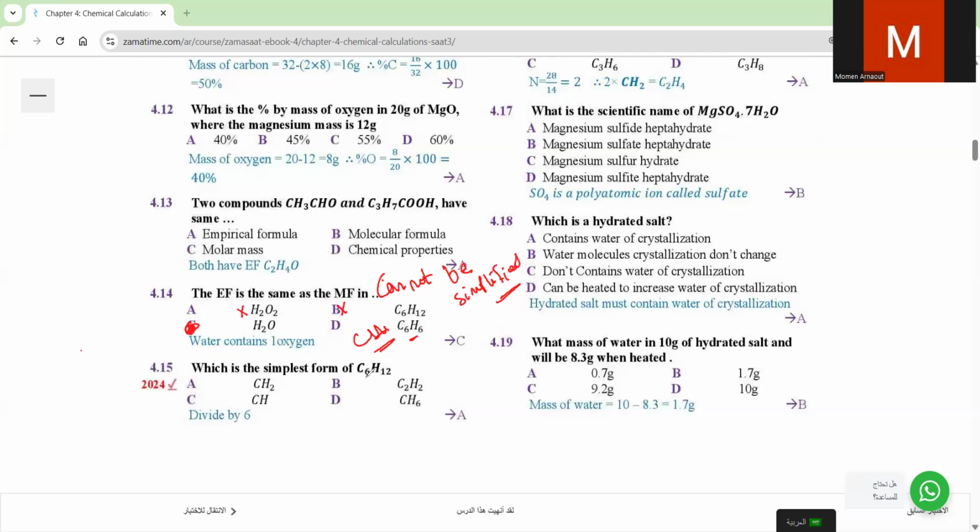Which is the simplest form of C6H12? We just solved it here. It will be divide by 6, it will be 1, divide by 6, it will be 2. So CH2. The answer is A. It was a question last year.